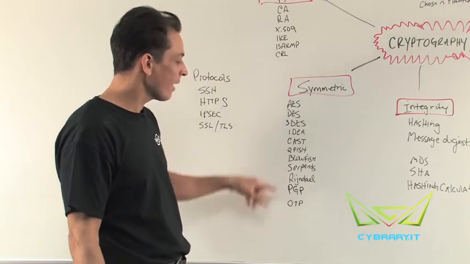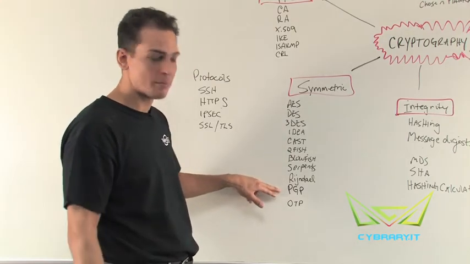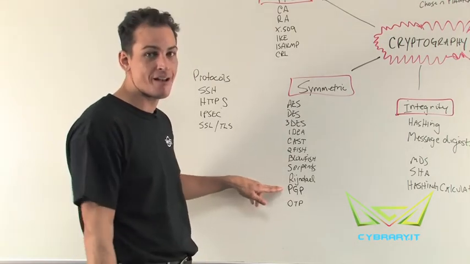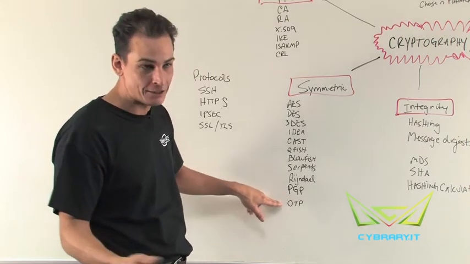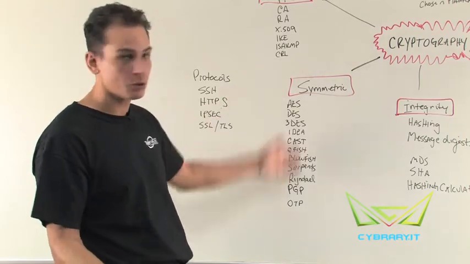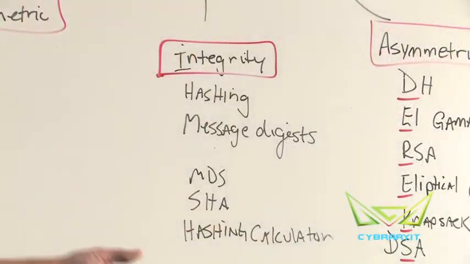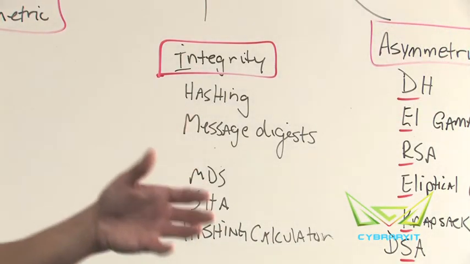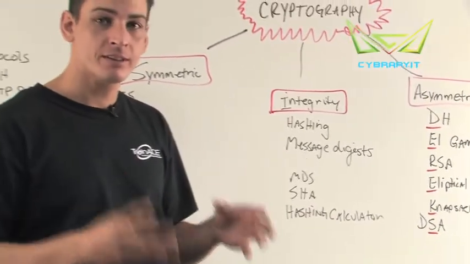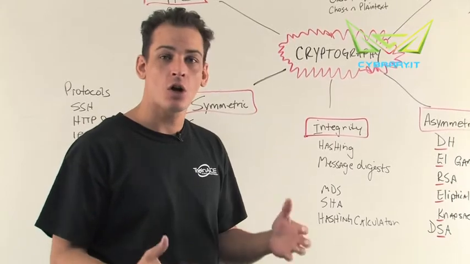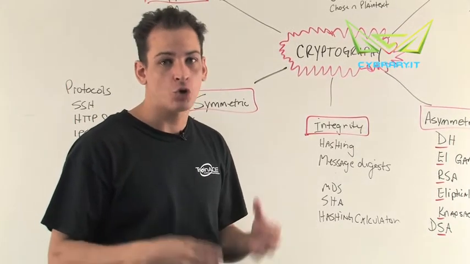Okay? Otherwise, you have exceptions to the rule of symmetric, which are things like Pretty Good Privacy, or GPG or PGP, and one-time pads or one-time passwords. Nonetheless, I would put those all in the symmetric world. Next, let's talk about integrity. Integrity is not where we change plain text into ciphertext, but rather the principle of integrity where we're trying to detect an unauthorized change, modification, or alteration.